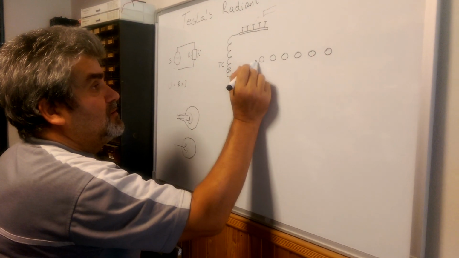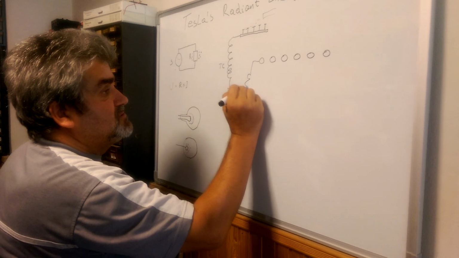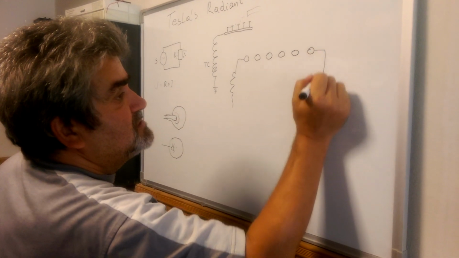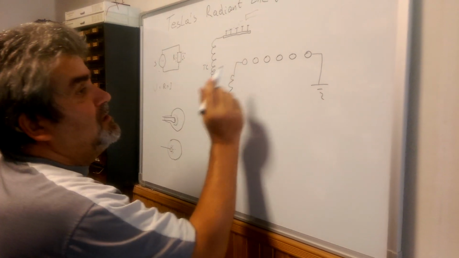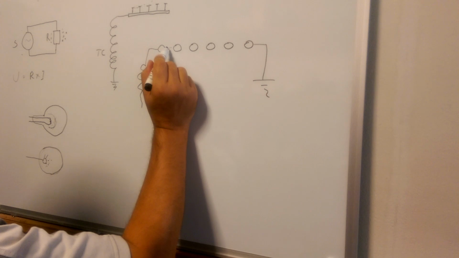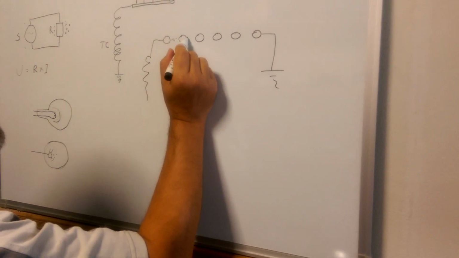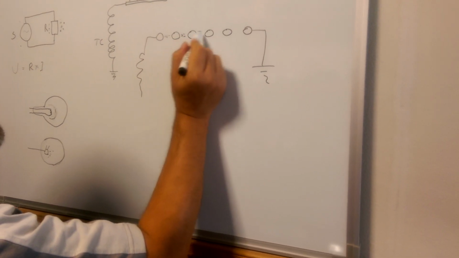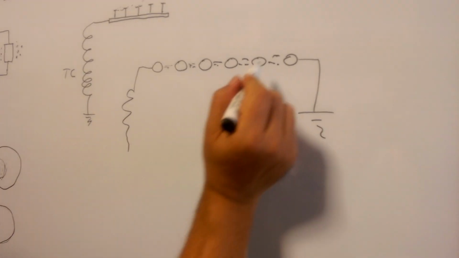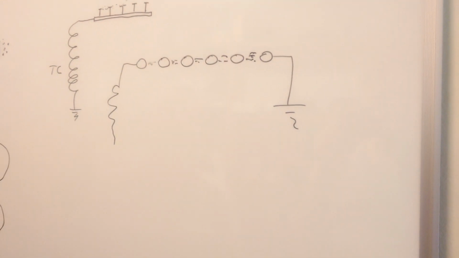One is connected to the Tesla secondary coil, and the last one is to the ground. I noticed that at the beginning the arcing was tiny, but it became thicker, and thicker, and thicker as it goes to the grounded disc.